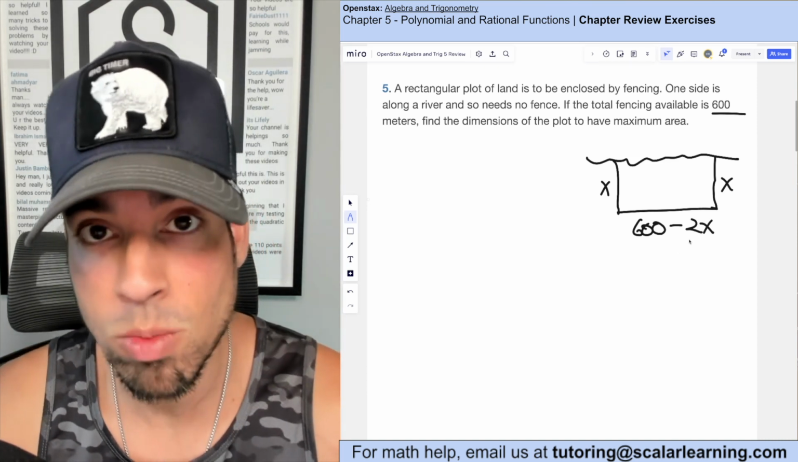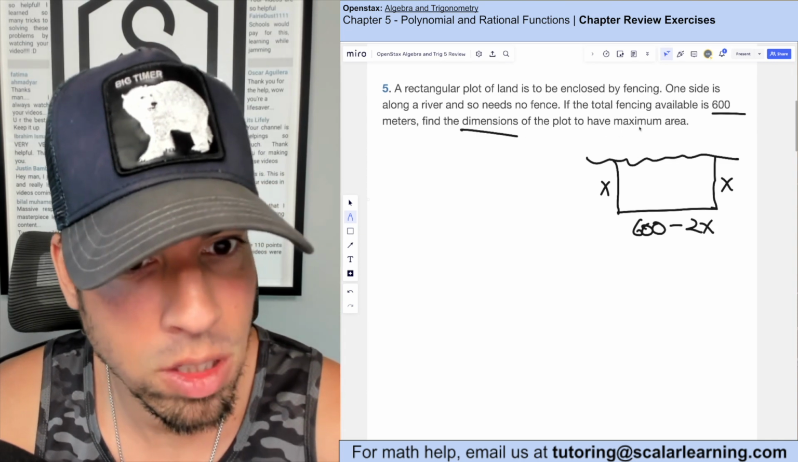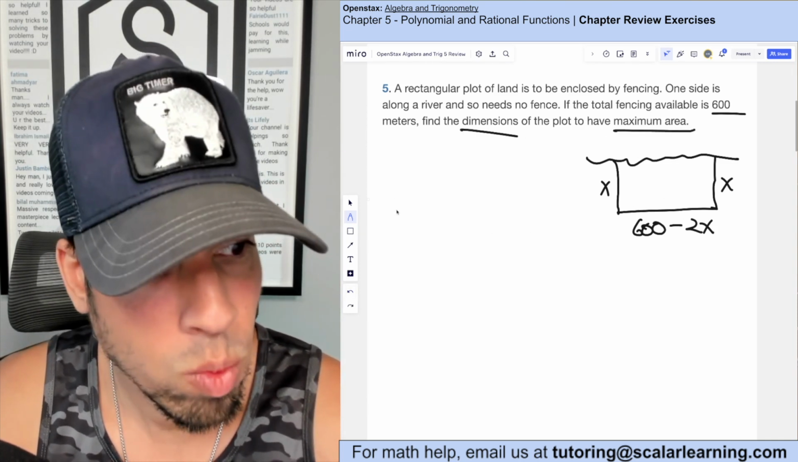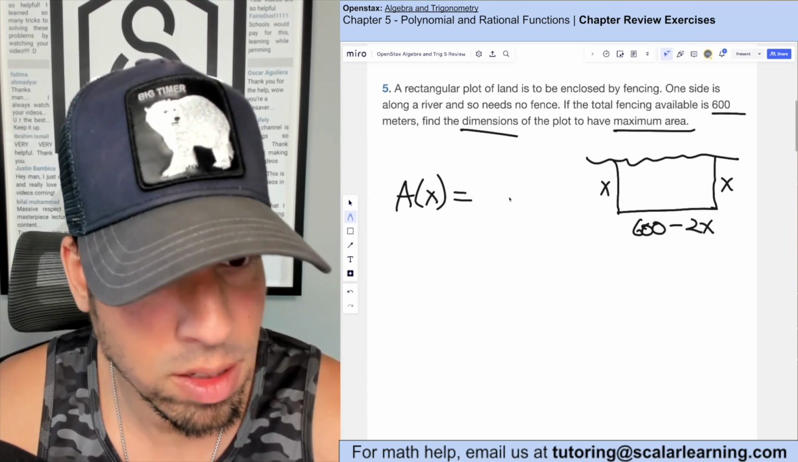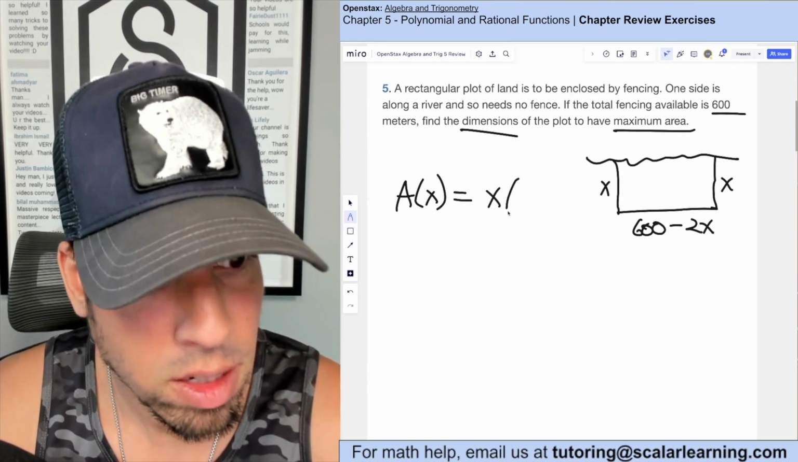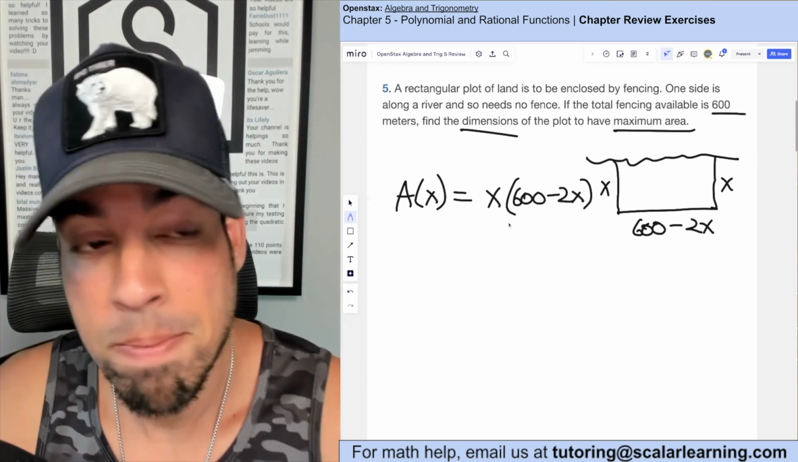Now we get everything in terms of one variable. It's going to be much easier to solve. So then it says find the dimensions to have the maximum area. Well, what is the area of this rectangular plot? It's length, which is x, times width, which is 600 minus 2x. And then we're trying to maximize this value.